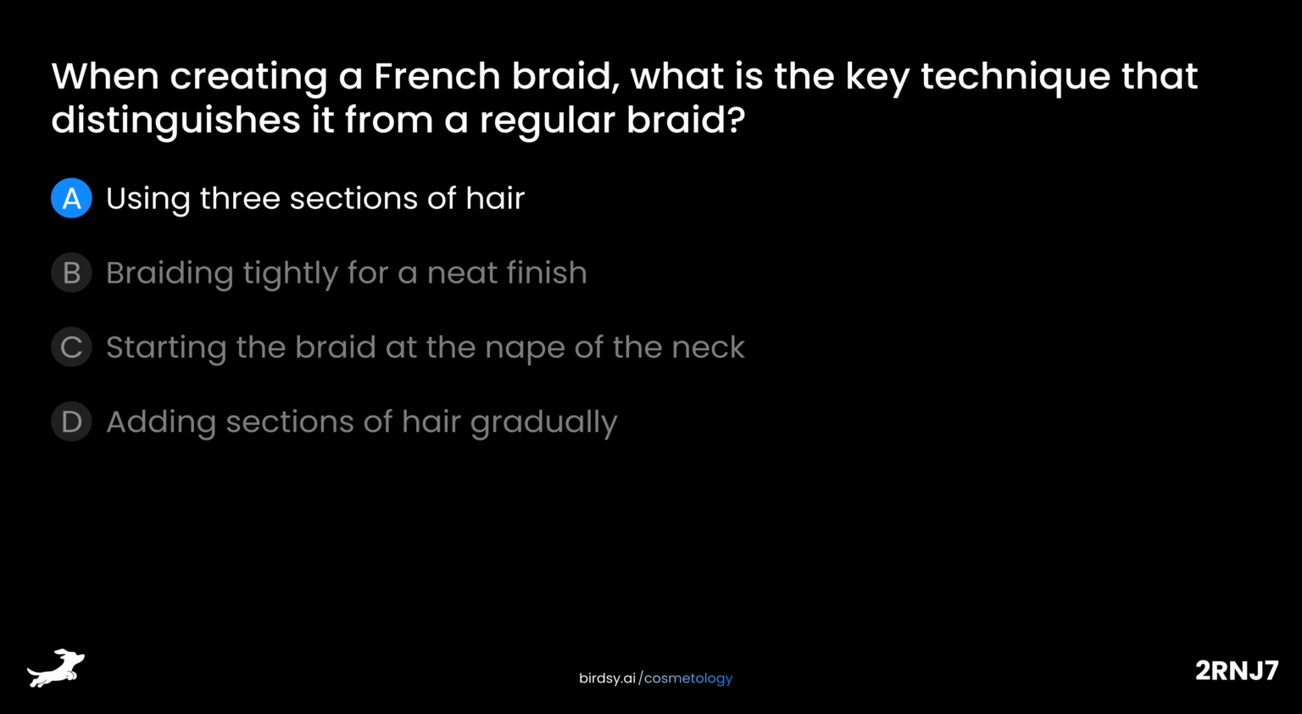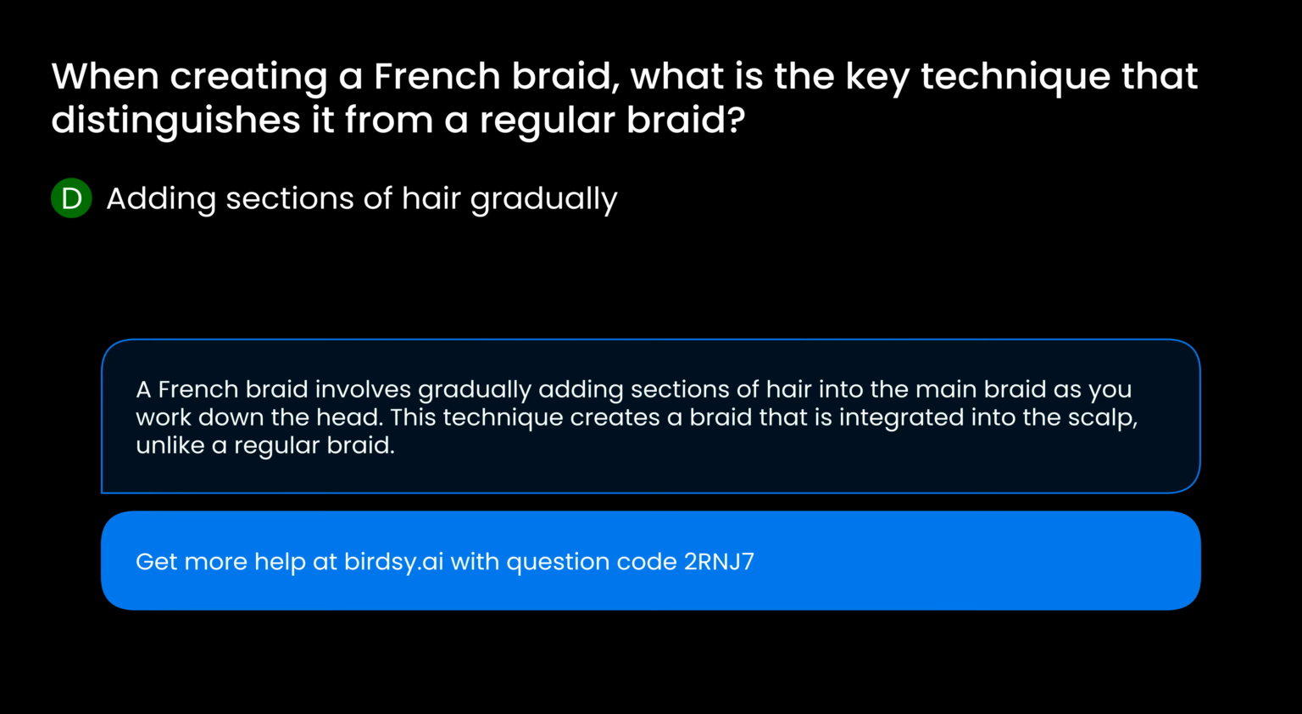Is it A, using 3 sections of hair, B, braiding tightly for a neat finish, C, starting the braid at the nape of the neck, or D, adding sections of hair gradually? The answer is D, adding sections of hair gradually. A French braid involves gradually adding sections of hair into the main braid as you work down the head. This technique creates a braid that is integrated into the scalp, unlike a regular braid.